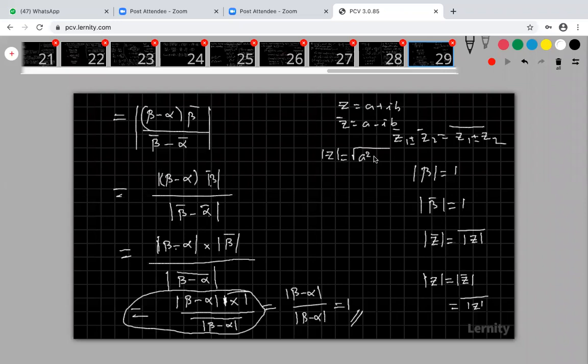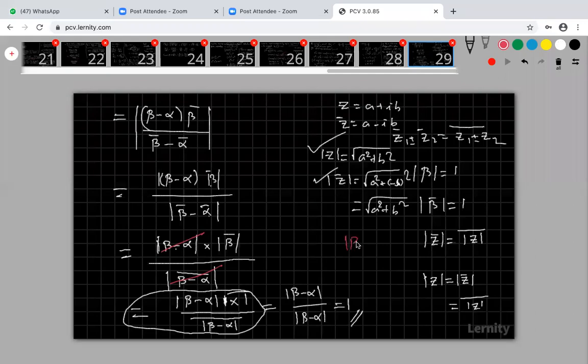What is my magnitude of Z? Root of a square plus b square. What is my magnitude of Z bar? Root of a square plus minus b square. This minus b square becomes plus. So therefore, root of a square plus b square alone. Look at that, the magnitude of Z and the magnitude of Z bar are both the same. Similarly, the magnitude of beta minus alpha and the magnitude of beta minus alpha the whole bar give the same answer. So this and this will be equal. Cancel it. Z and Z bar have the same magnitude.